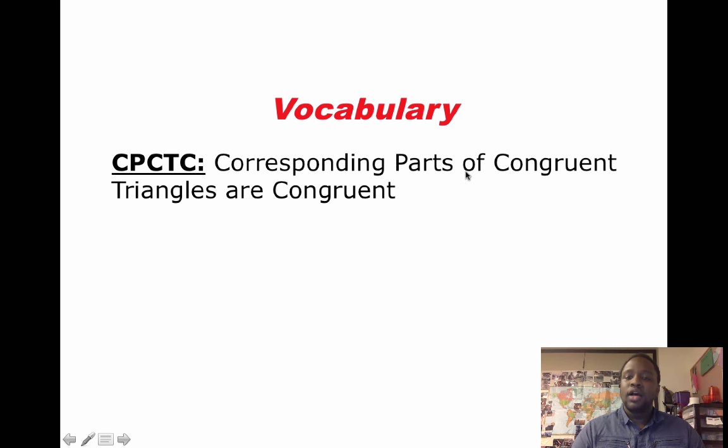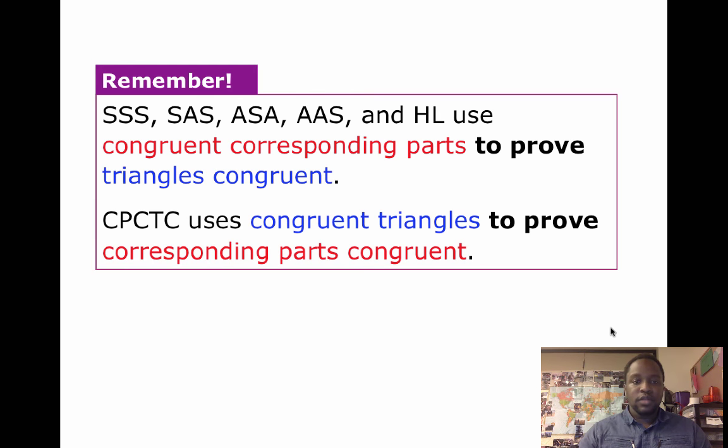Corresponding parts of congruent triangles are congruent. So I know it's kind of a mouthful, but it will make sense soon enough. So remember, we have multiple ways that we can prove triangles congruent: side-side-side, side-angle-side, angle-side-angle, angle-angle-side, and hypotenuse-leg. They use congruent corresponding parts to prove the triangles are congruent. So like the side, angle, and side is congruent. Therefore, the triangles are congruent.